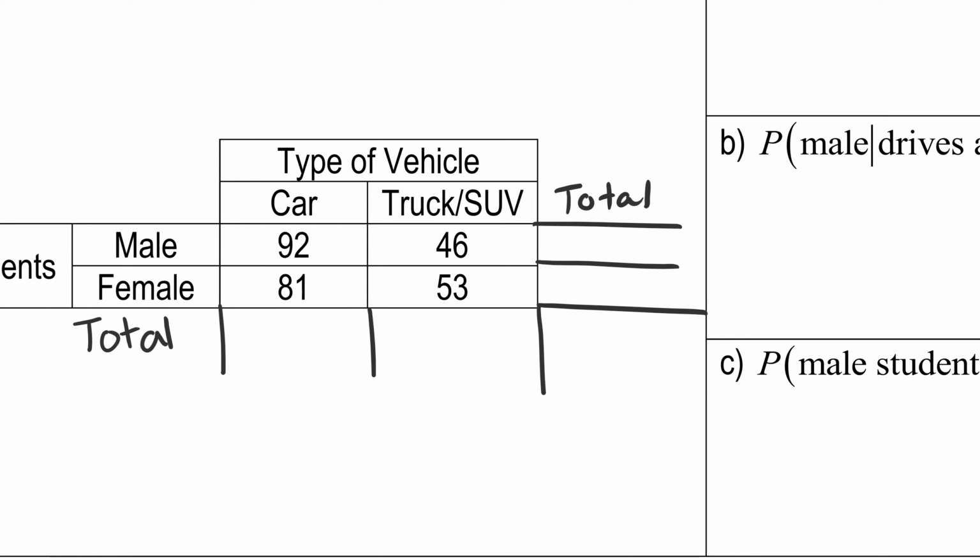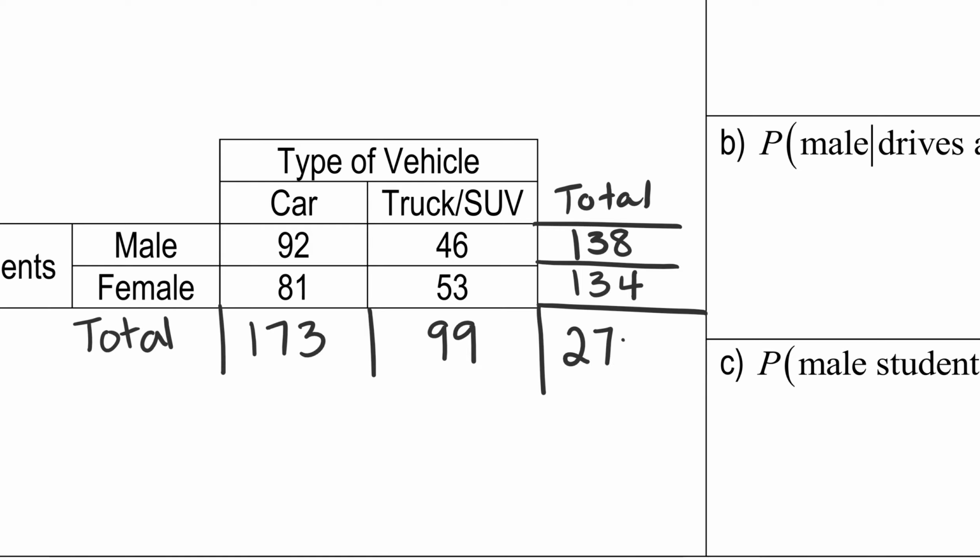Okay, so if I'm going to start just across, so 92 plus 46, you get 138. 81 plus 53, you get 134. Now going down, 92 plus 81, you get 173. 46 and 53, you get 99. And then if I add either across or down, I should get the same number, which I do.